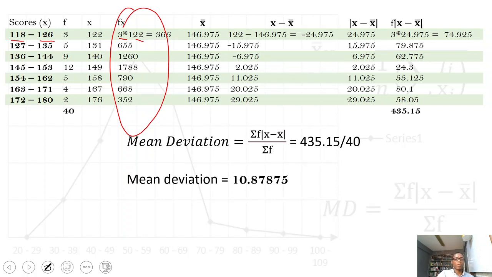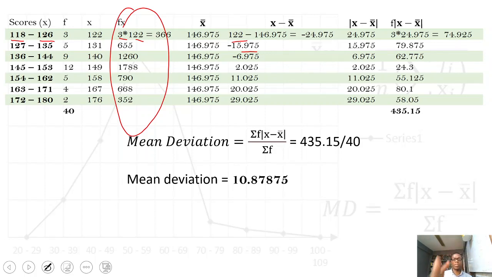And so we will put that value in a column. Remember, we need x minus x bar. And so in this case, for the first class, we will say 122 minus 146.975, that gives us minus 24.975. For the second class, we will say 131 minus 146.975, that gives us minus 15.975, and we will continue until we're able to compute the whole of that column, that is the column for x minus x bar.